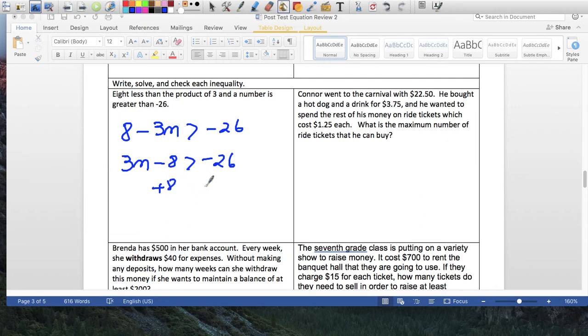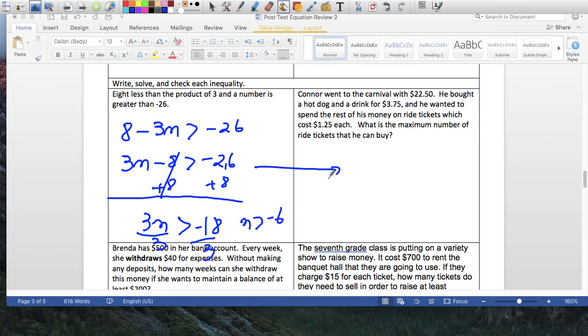Plus 8 here. Plus 8 here. Do your little story if you like. I get 3n. This cross out is greater than negative 26. 16 minus 8 is just 8. And this is going to be negative 18. Divide both sides by 3. And n is greater than negative 6. So your graph, negative 7, negative 6, negative 5, an open circle at negative 6, and the number is greater than negative 6 on this side.